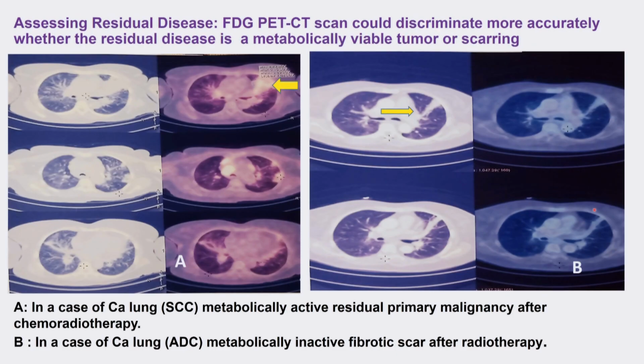FDG PET-CT could discriminate more accurately whether the residual disease is a metabolically visible tumor or scarring. In the first case, a patient with squamous cell carcinoma, after therapy, the PET can detect the disease recurrence after chemoradiotherapy, and a metabolically active tumor is here. In the second patient, a patient with adenocarcinoma of the lung, PET can detect the inactive fibrotic scar after radiotherapy. There is no metabolically active tissue.